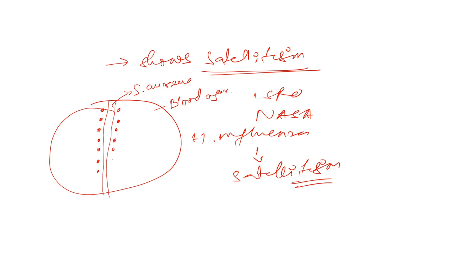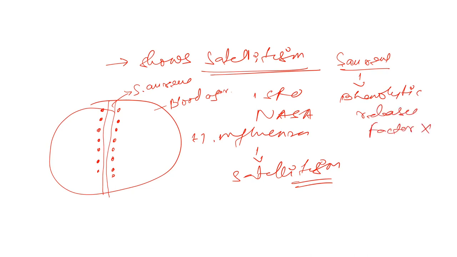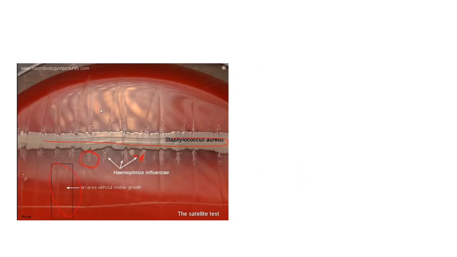I'll show you some pictures related to it so that you understand. You know that Staphylococcus aureus is beta hemolytic, and it releases factor 10 and factor 5. So let's see the pictures of satellitism.